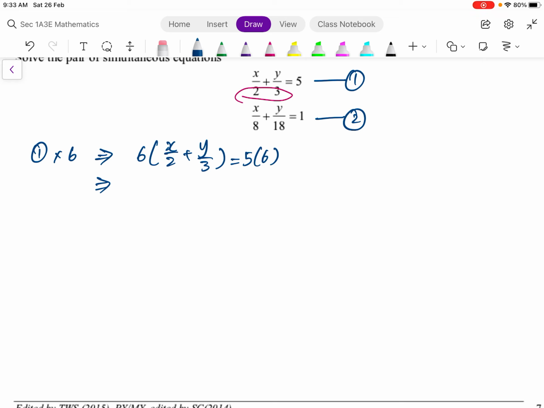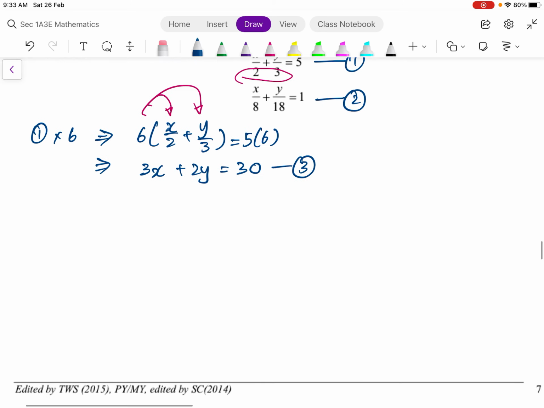So then when you expand in, you end up with 3x plus 2y equals 30. You can call this your equation number 3. Okay, so carry on, equation number 2. Let us multiply, so the LCM of 8 and 18 would be 72. So let's take 72 multiplied by x over 8 and y over 18. On the other side, 72 as well.